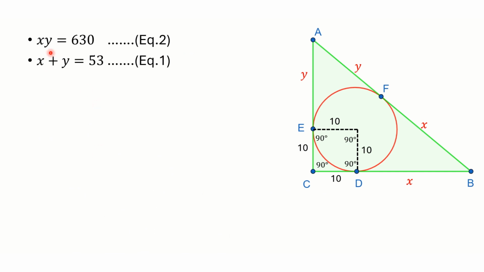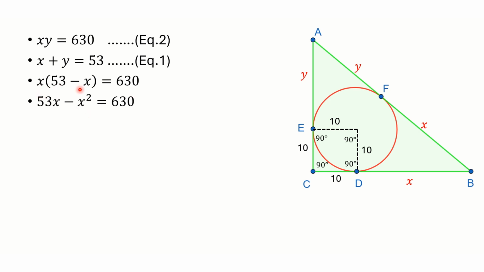So now I have two equations. The first equation is x plus y equals 53, and the second equation is xy equals 630. So now I have two equations and two unknowns. We can always solve. So let us plug the value of y from equation 1 into equation 2. What will be the value of y? y will be 53 minus x, because you can take x to the right hand side. Now from equation 2 I can write x times (53 minus x), which is the value of y, equals 630.